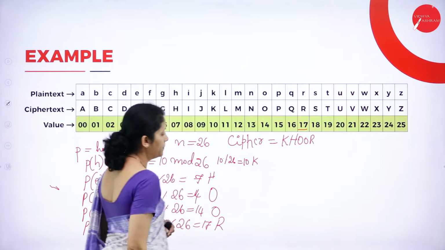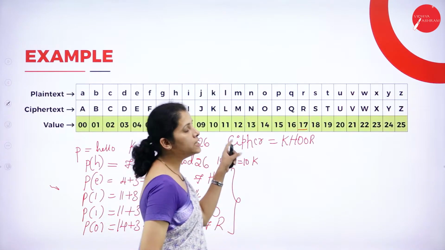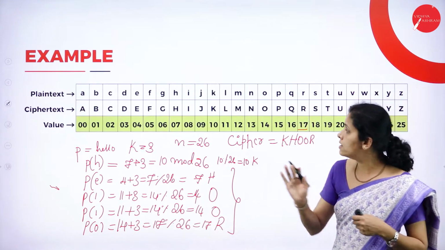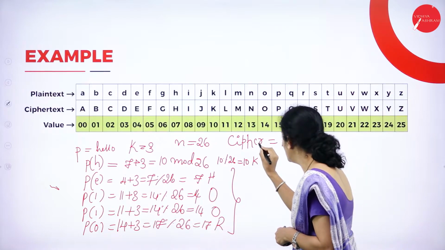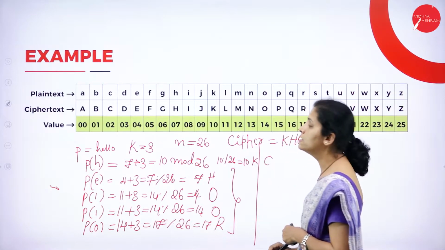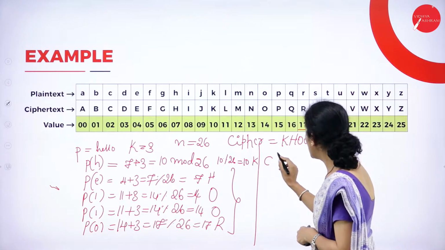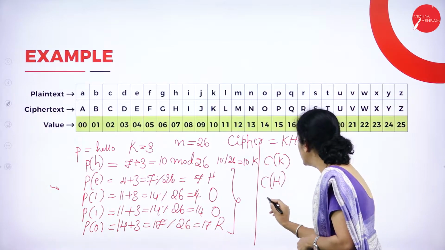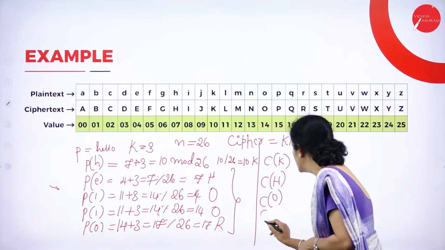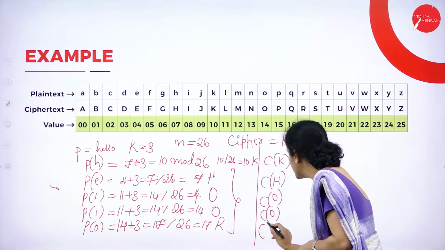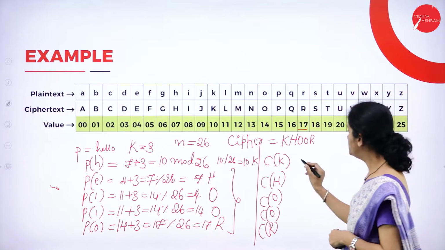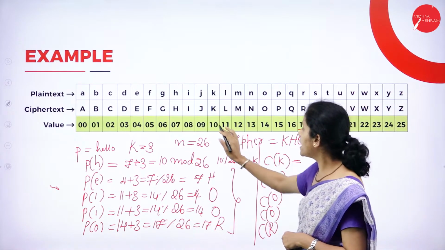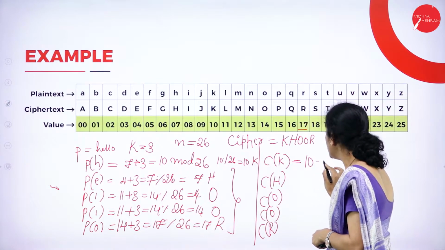K-H-O-O-R. Okay. Now, from this ciphertext, I want to extract plain text. And what is the key here? Same key. So what I will do? I'll write C. C is nothing but ciphertext and K. So here C of H, C of O, C of O and C of R. Now, what is K? Let me consider K value 10 minus 3.